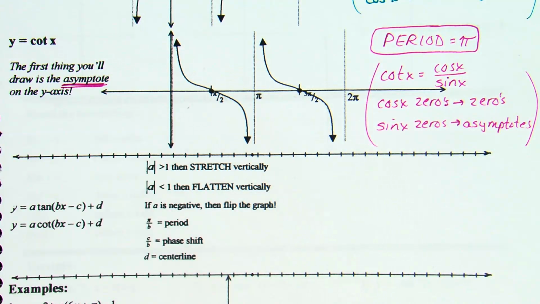If the value of A is a number bigger than 1, it's going to stretch. And I will explain when we actually draw these, I'll show you what I'm talking about, some differences of how to stretch versus flatten. But it's going to go up and down quicker, okay? It's going to be more vertical.